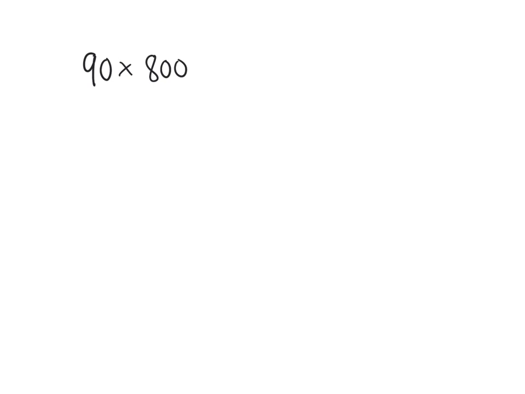If I had 90 times 800, the first thing I would do is I would hide the zeros. So I'm going to pretend they're not there. And I'm going to do 9 times 8, which is 72. Then I'm going to count how many zeros are actually in my problem. So there's 1 here, and there's 2 here. So that's 3. So that means I need to have 3 zeros in my answer.